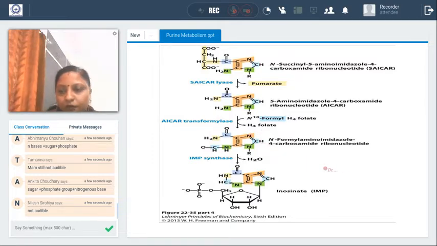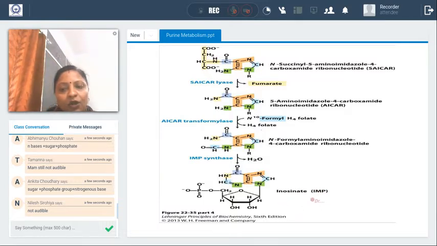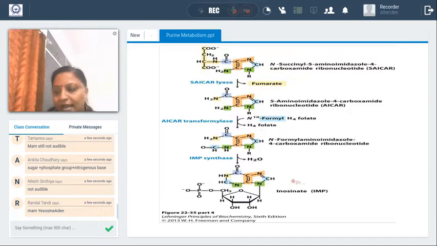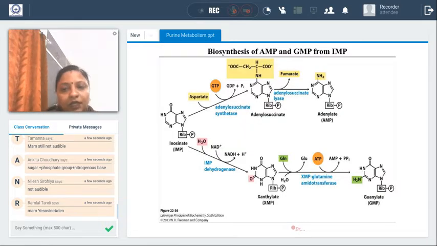Yes. Now we go further. We found a molecule, IMP, inosinate. It is an important molecule. So by de novo synthesis, we get the molecule IMP or inosinate. IMP is again a nucleotide. AMP is also called adenylate. The whole process occurs mainly in the liver and in the cytoplasm of the cell.